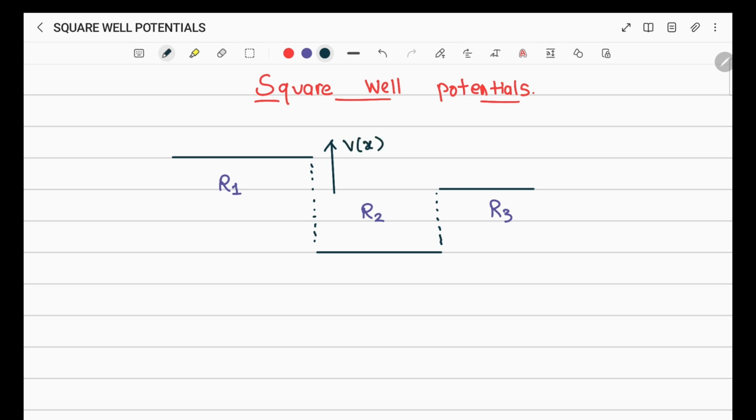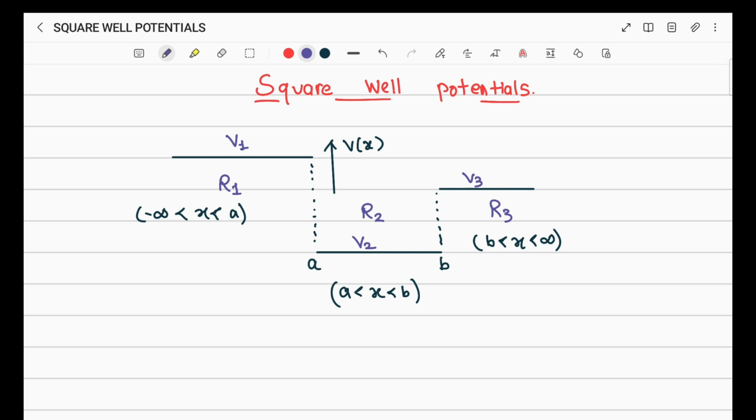Now you can see you have three regions. This is minus infinity to, let's say, some value a. This is a and this is b, region 2 is from a to b, and region 3 belongs to b to infinity. So you have three regions and three potential values. You can call them V1, V2 and V3. So this is your square well potential in one dimension.